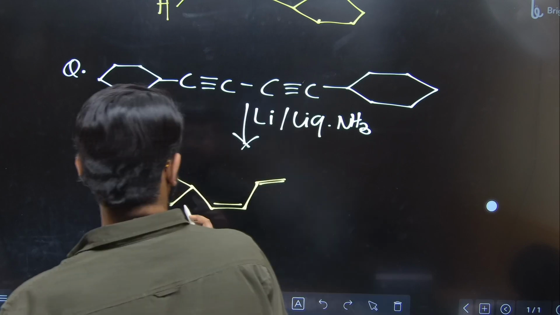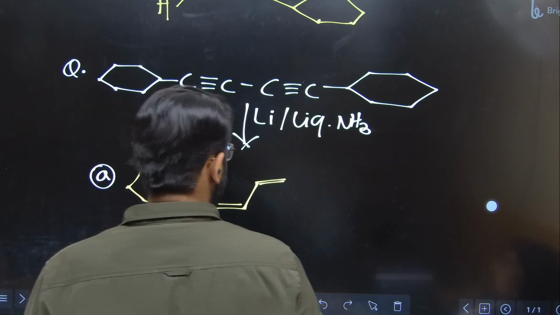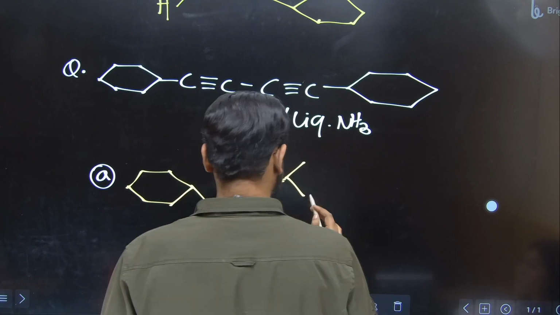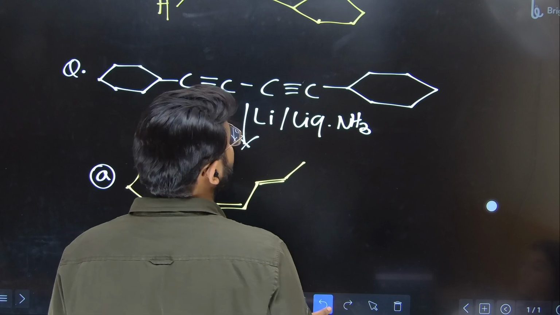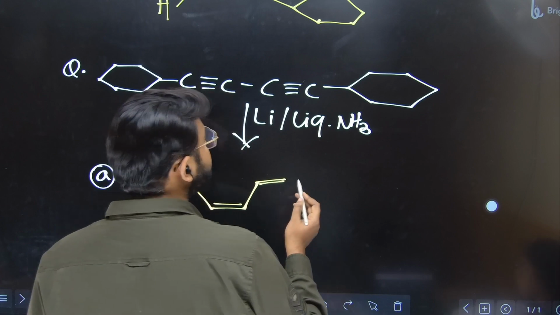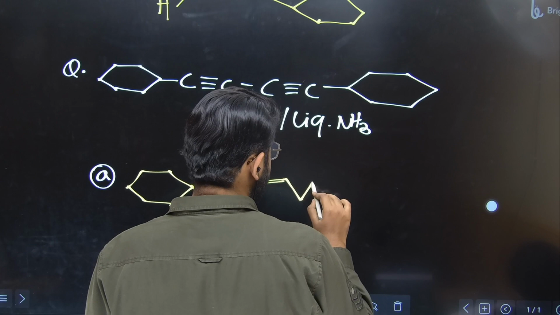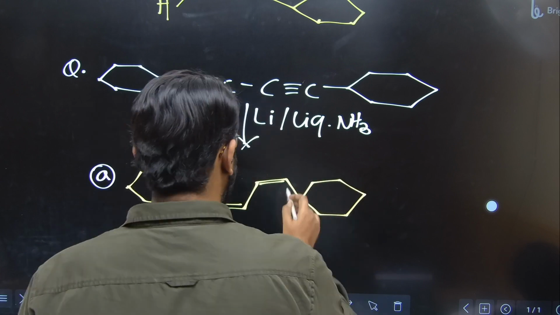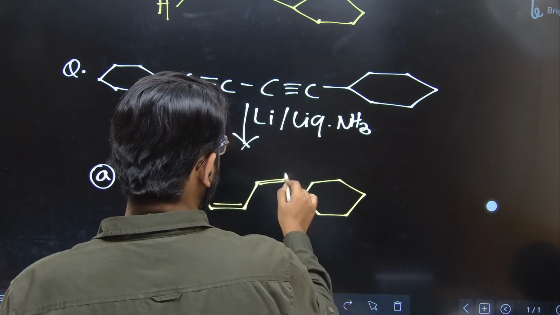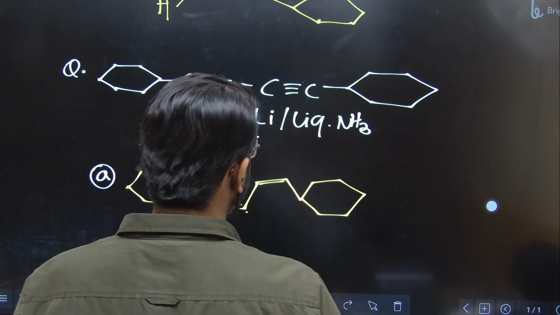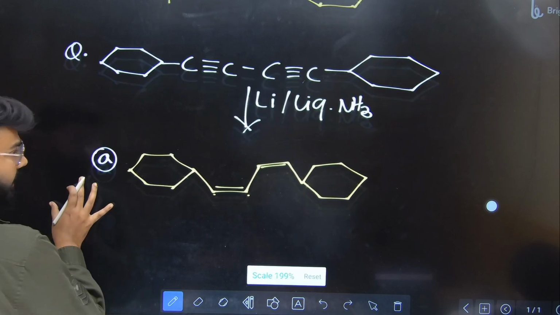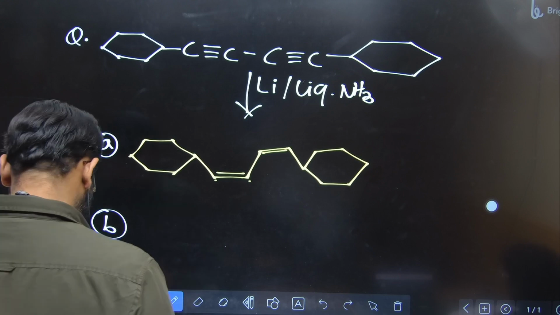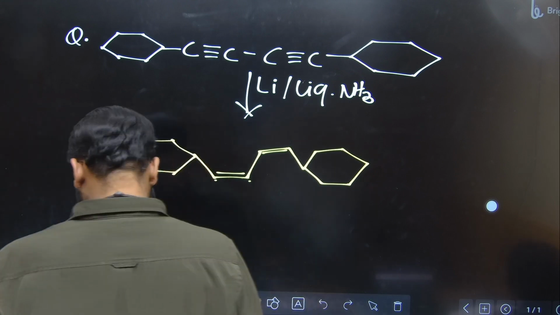See, they have 1, 2, 3, 4 carbon. 1, 2, 3, 4. Yeah, this is the fourth carbon. It should be having a connectivity with the ring. 1, 2, 3, 4. Yes. So guys, this is option A. The other option B is something like this.